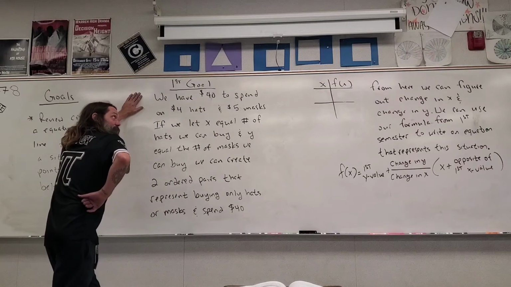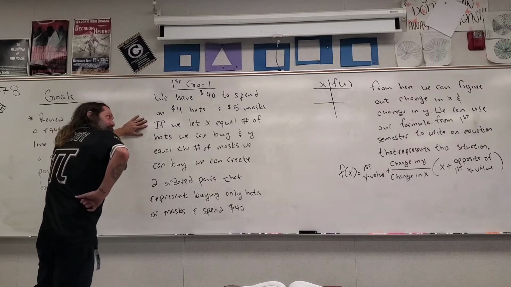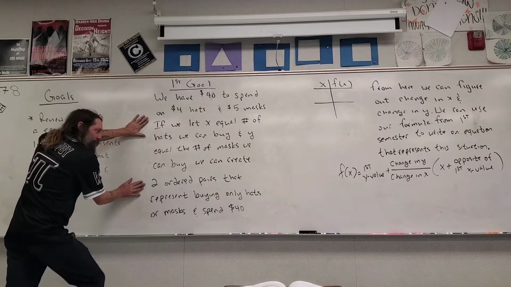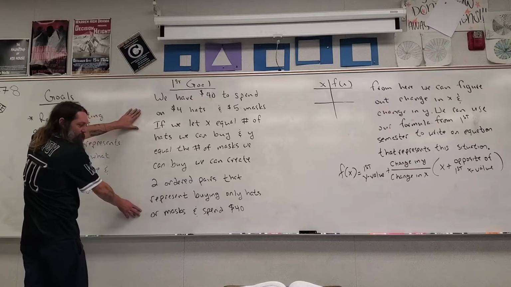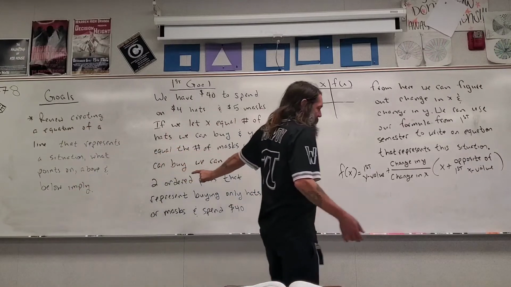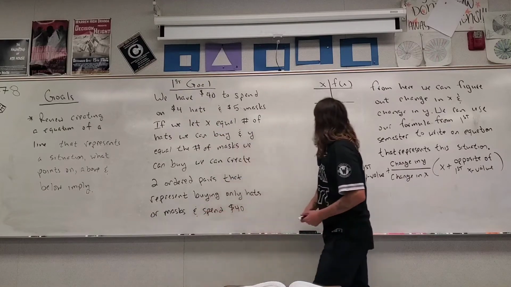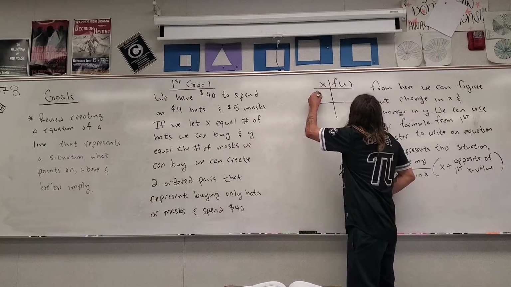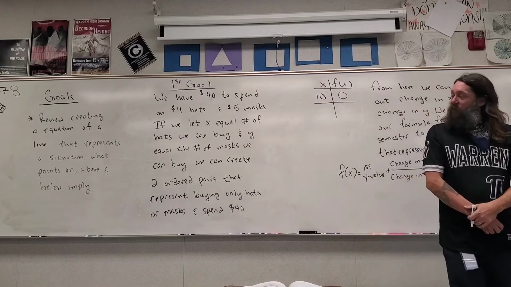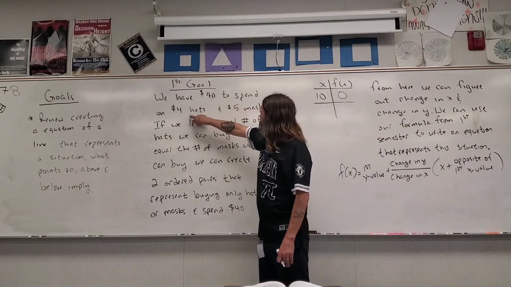Let's pretend we have $40 to spend on $4 hats and $5 masks. If we let X equal the number of hats we can buy and Y equal the number of masks we can buy, we can create two ordered pairs that represent buying only hats or only masks and spending $40. So if X is the number of hats I can buy, and hats are $4 a hat, that means I can buy 10 hats and spend $40, but that also means I didn't buy any masks. So I can buy 10 hats, 0 masks, and spend $40 because hats are $4.